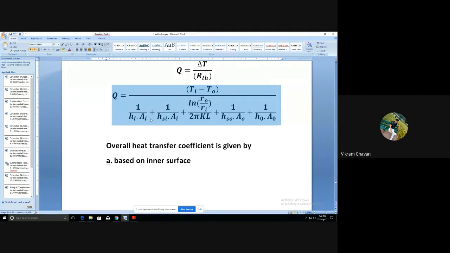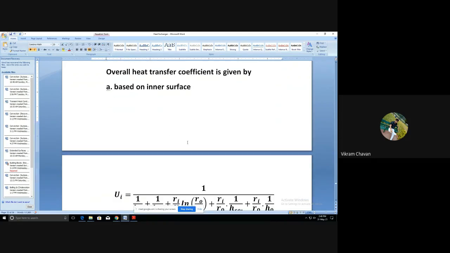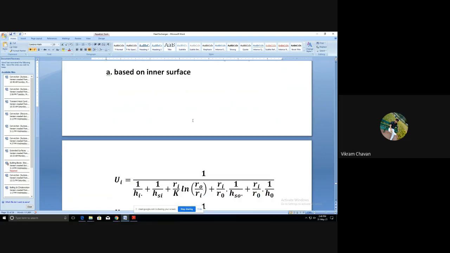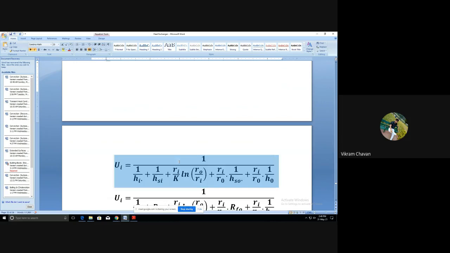And if you take out A_o from this denominator side and shift it to the numerator side, then whatever is in the denominator will provide you the overall heat transfer coefficient on the basis of the external surface, or the outer surface. So in this case, we have to consider the inner surface, and that will be given by U_i.